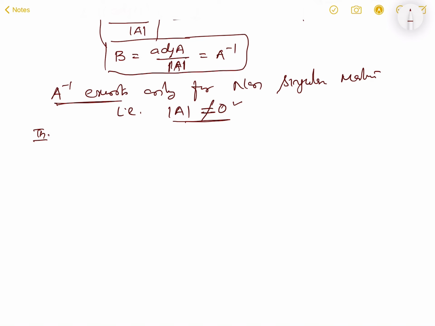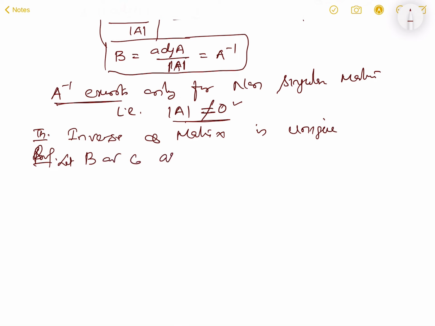Now related articles, the inverse of a matrix is unique. Proof: inverse of a matrix is unique. हम ये सोचेंगे कि let B and C are inverse of A. हमने A के एक इनवर्स की जगह दो इनवर्स सोचे और वो लिए B and C.